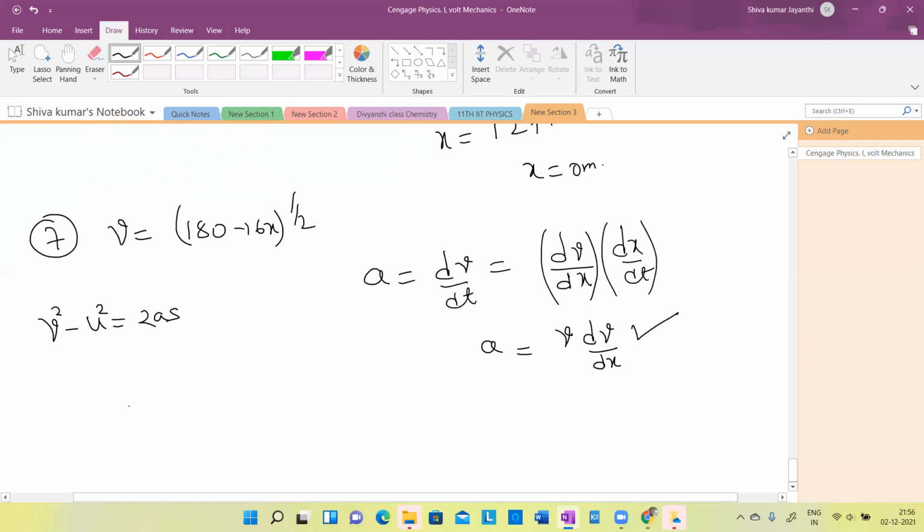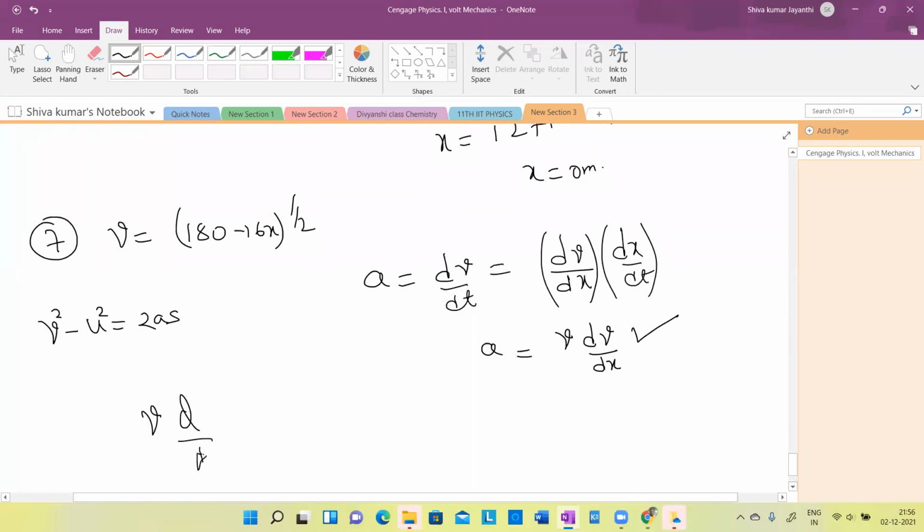Understood? Is it clear? So we have been given V as a function of x. We want a. How do you get that? Simply v dv by dx. So v d by dx of v, meaning this whole thing, 180 minus 16x to the power half. This is your acceleration.